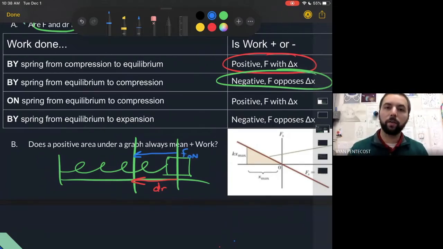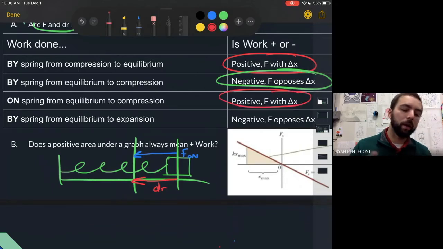That's going to have to push the spring in the same direction, right? So that would actually be positive work done on the spring, not by the spring, but the work being done to the spring is going to be positive because the force and the displacement are going to agree in direction.